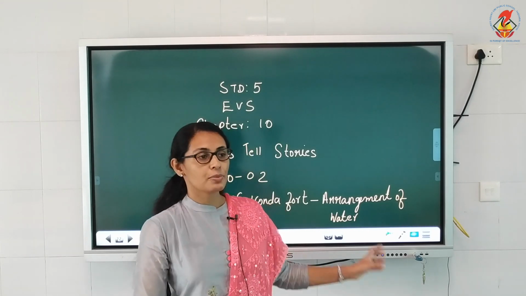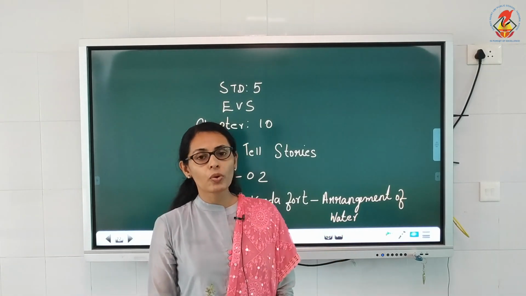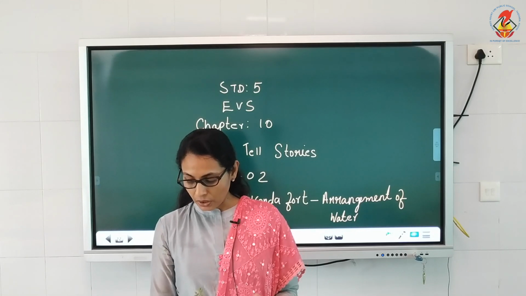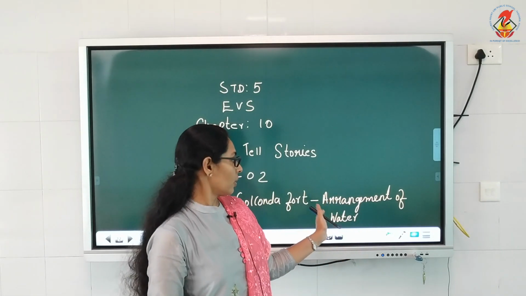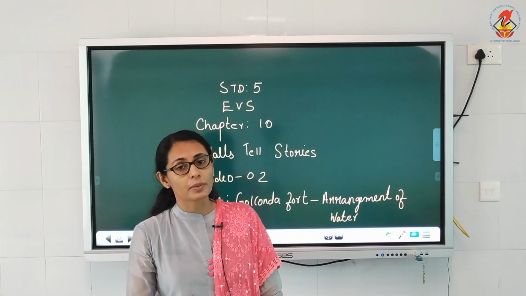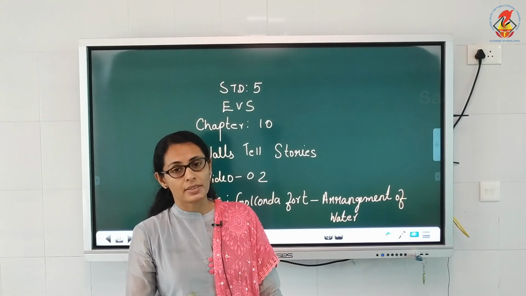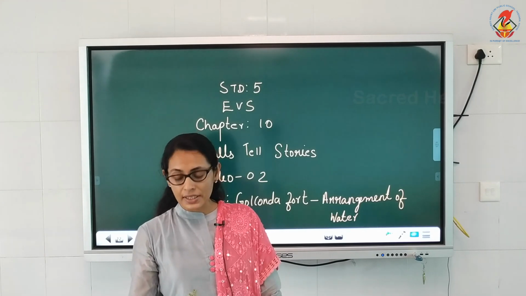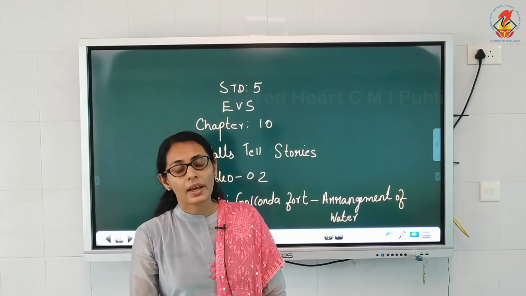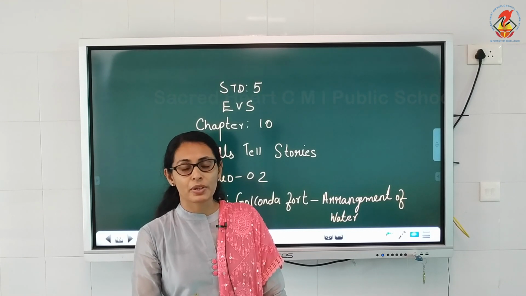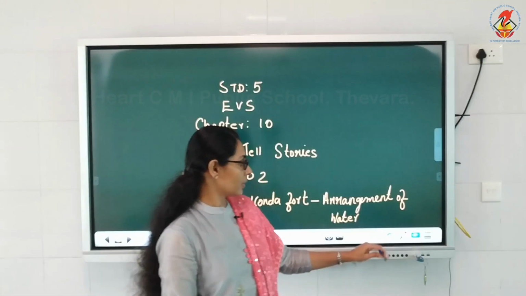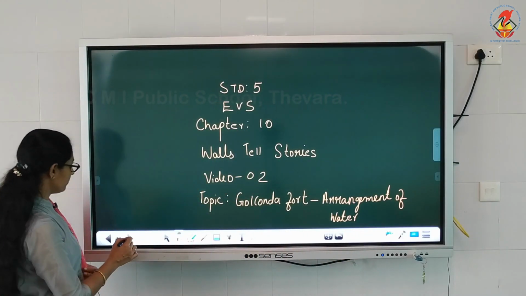So, the arrangement of water, what type of arrangement they made. This Golconda fort had been constructed by the Qutb Shahi Sultans, we know that. So they made a very great and efficient water supply arrangement. A very efficient water supply arrangement was there in the fort.